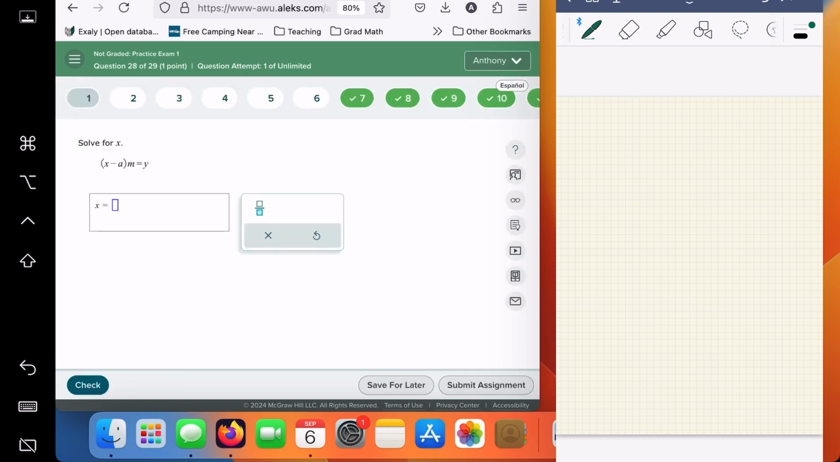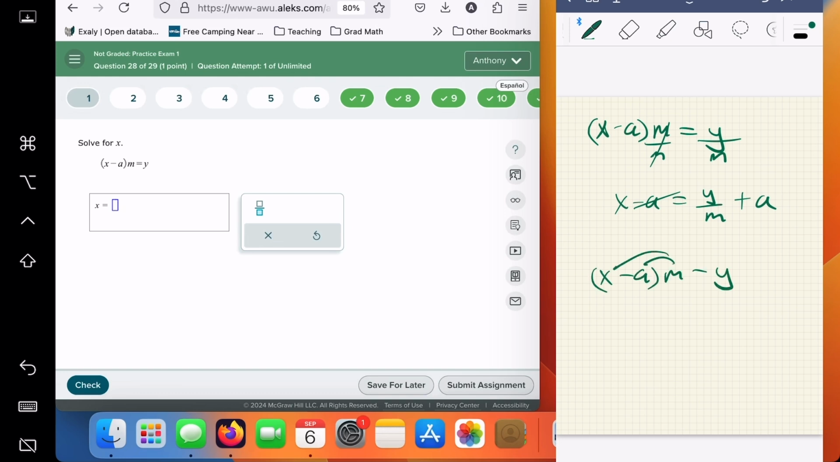Almost done. All right, what's X? So there's a couple of different ways we can do this. Some students might prefer to distribute the M first. Personally, I would divide everything by M first. And now I just have X minus A is equal to Y over M. And then if I add A to both sides, I'll get X is equal to Y over M plus A. If you do distribute the M first, you'll still get the same answer.